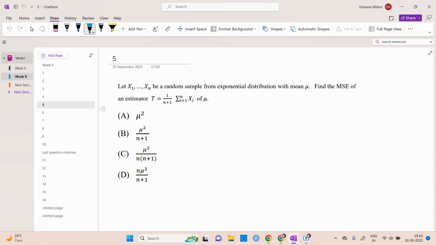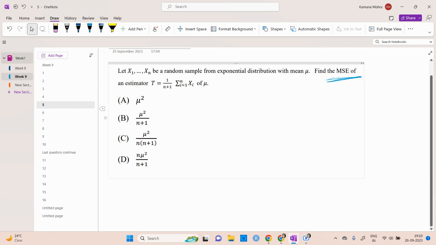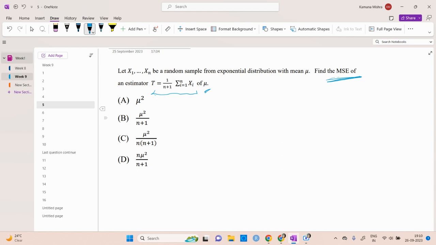Next, what we have is the mean square error. We want to find the mean square error. I have told you how to find it. You have this T as an estimator of mu, and then we want to find what the mean square error is. That means how much this estimator is deviating from the real value of the mean of this exponential distribution.